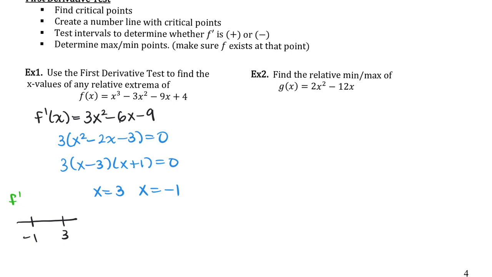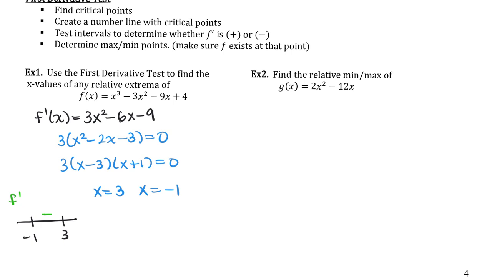Okay, I'm going to plug in a number lower than negative 1, between negative 1 and 3, and higher than 3. I'm going to start with the easiest interval, which for me is between negative 1 and 3. So I'm going to plug in 0, because that's an easy number. You can plug it in this or this. I guess if it's 0, I could plug it in here. 0 minus 9 is negative. So between negative 1 and 3, f prime is negative.